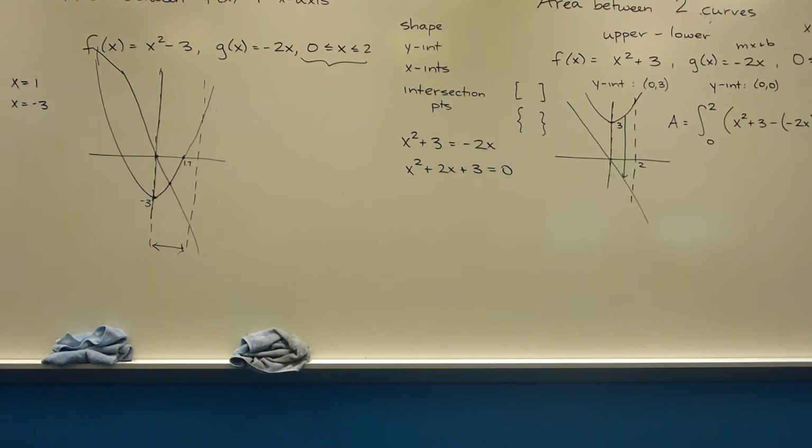Hang on one moment. Hello? Yes. Okay. Yeah. What did you do? x squared minus negative 2x. What did you do with the g of x to find where the intersection comes? Can we do that? Sorry.